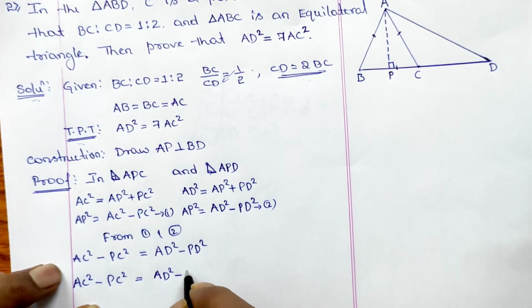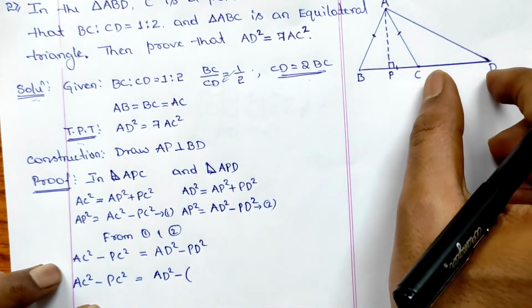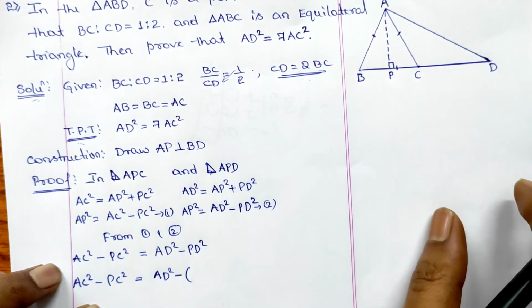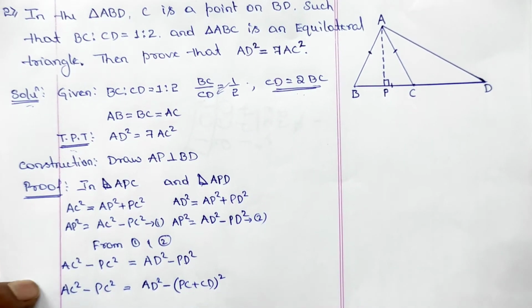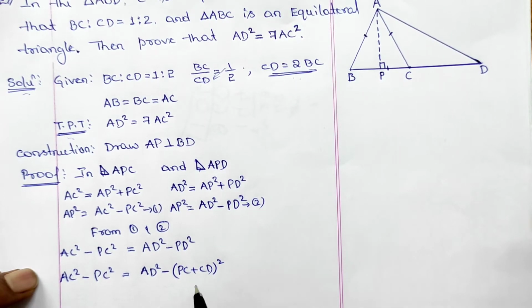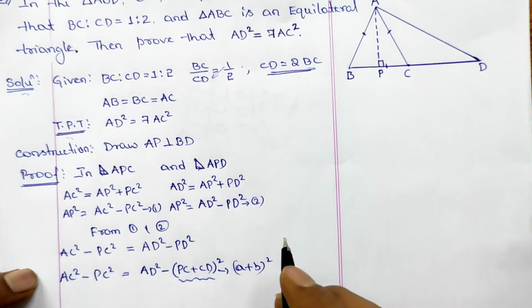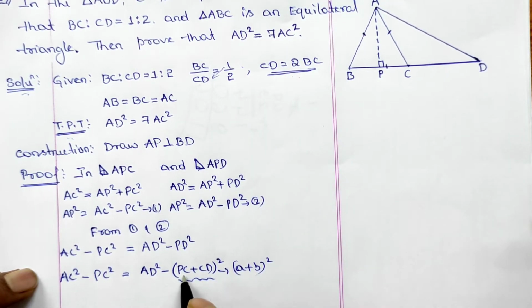AD square minus PD square, where PD is PC plus CD, whole square. This term is of the form A plus B whole square. You know that A plus B whole square is equal to A square plus 2AB plus B square. Now let me expand this according to A plus B whole square.